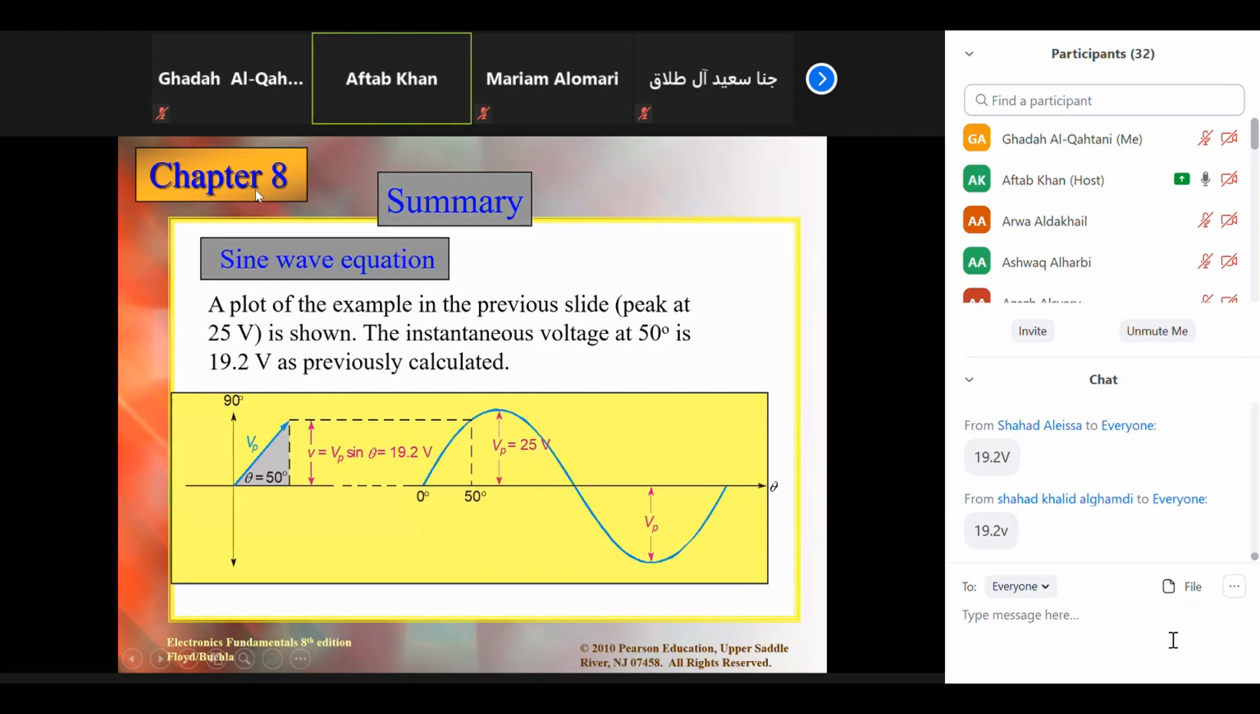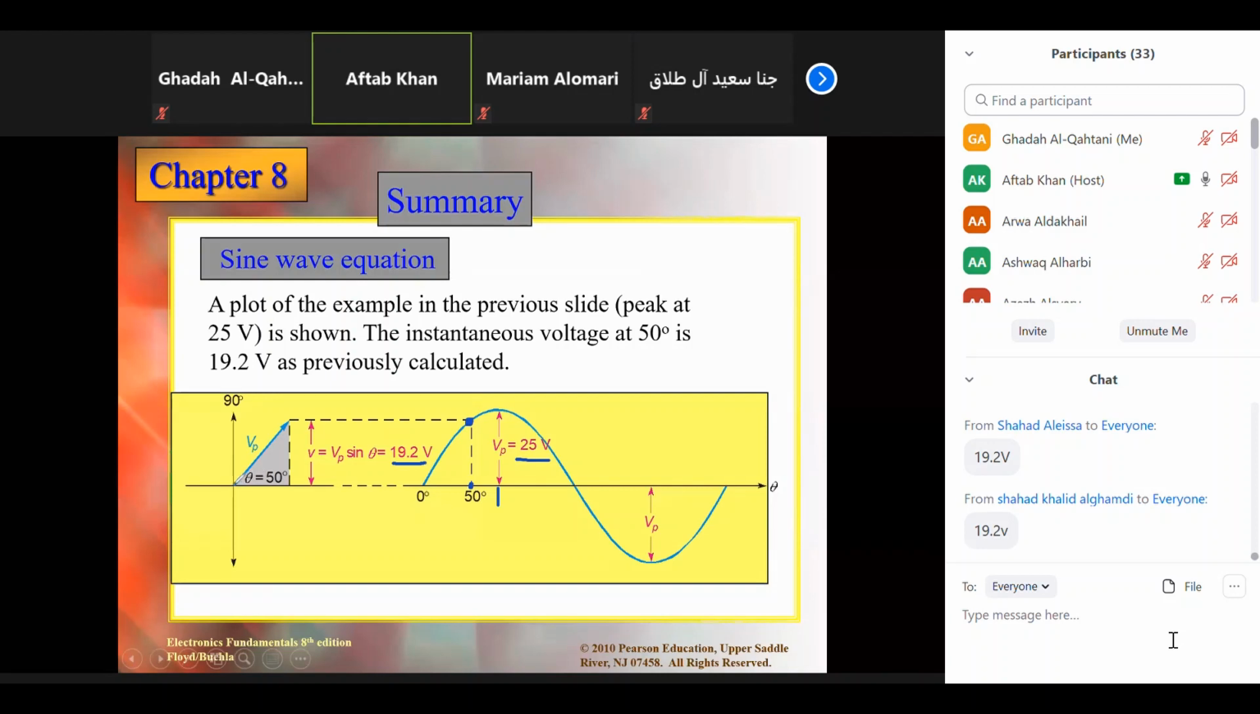Now girls, this is the plot of the same question. You can see they are showing this is the 90 angle. At this point the value is 25, that is, the peak. But 50 degrees is less than 90. And at that time, what is the value? We can calculate it by the instantaneous equation. We find it is 19.2.